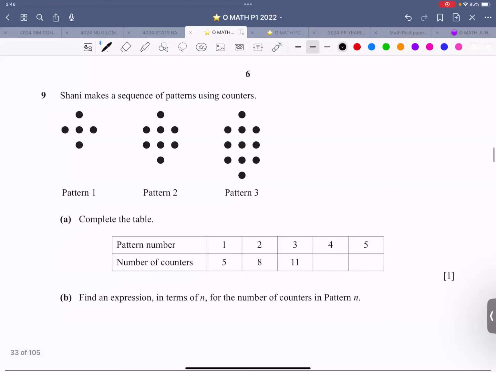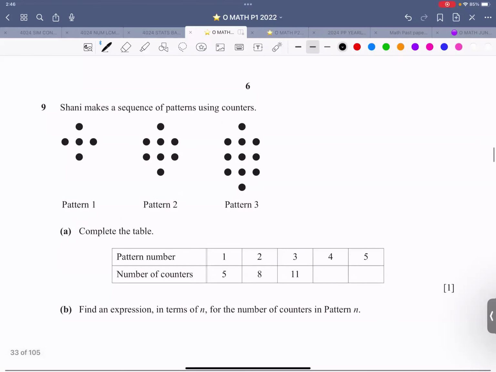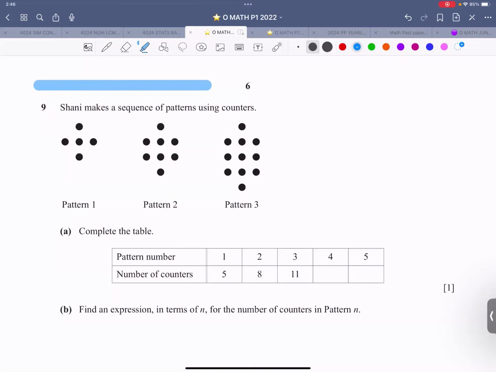Question number 9. This is a question of number pattern. So let me write this down. So this is number pattern. Now the question says pattern 1, pattern 2, pattern 3. And it's all about the number of counters. So this is 5, this is 8, this is 11. These two need to be filled up.